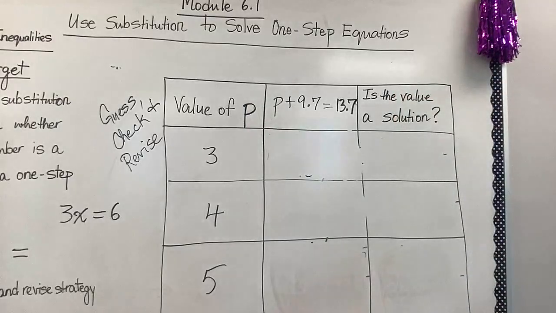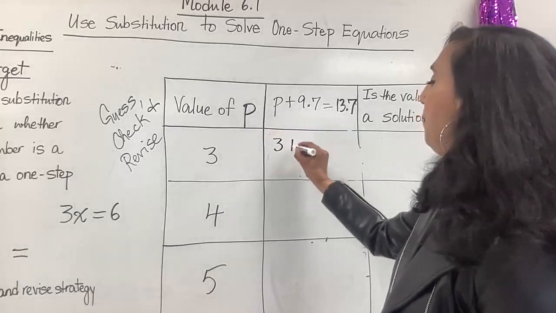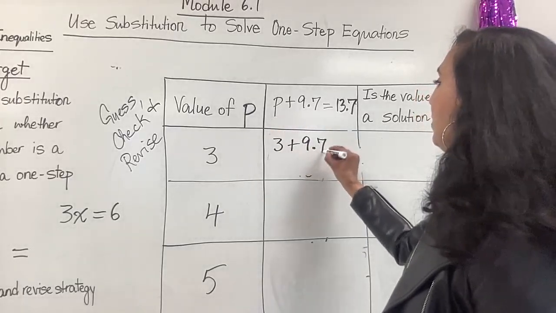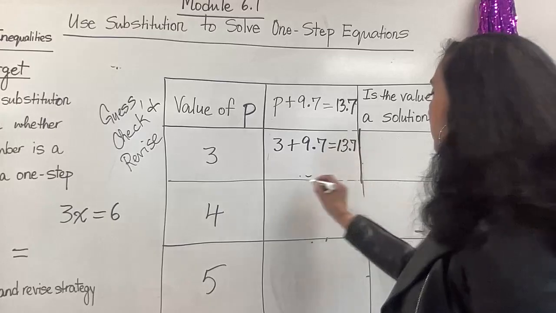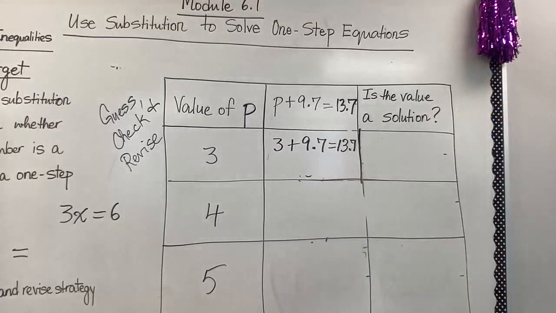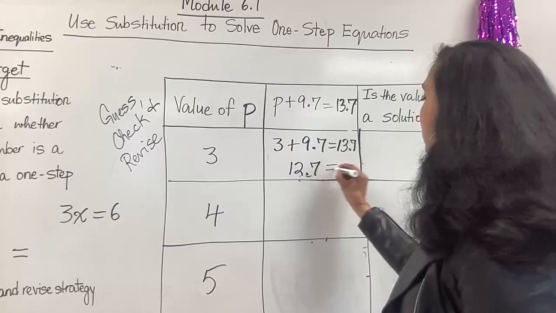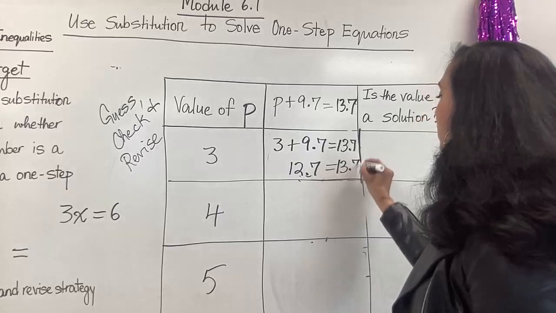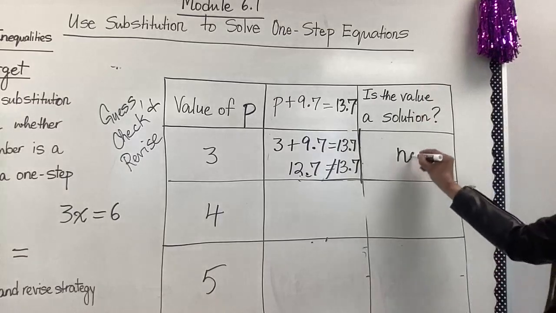Okay, so value of p. And so I'm just going to substitute the value. I get 3 plus 9 and 7/10. Does this equal 13 and 7/10 over here? So what is 9 plus 3? I get 12 and 7/10. That is definitely not equal to 13 and 7/10. So this is not a solution, okay?